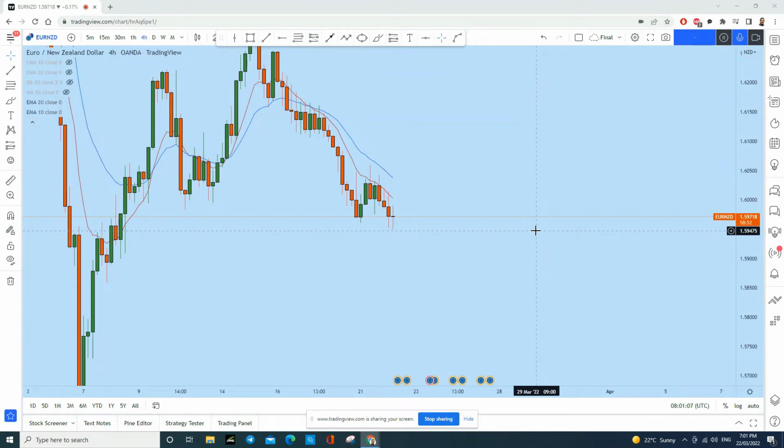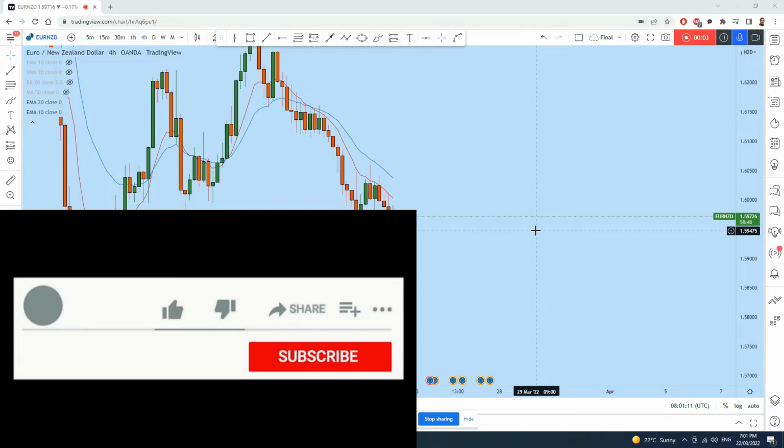What's up, traders? So let's do a full multi-time frame analysis of EUR/NZD. Let's see what kind of trading opportunity we have in this instrument.